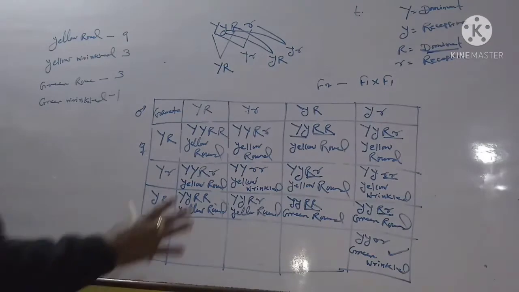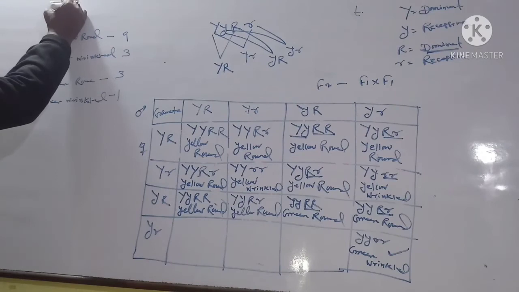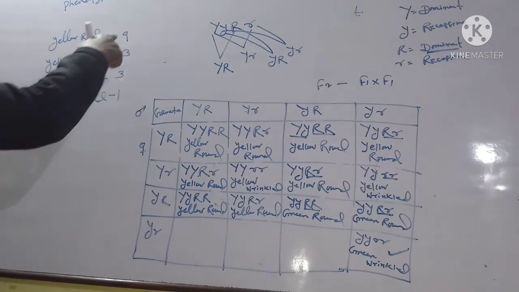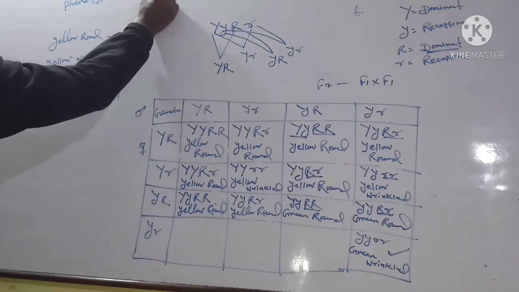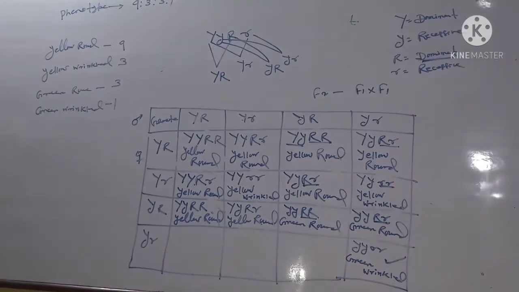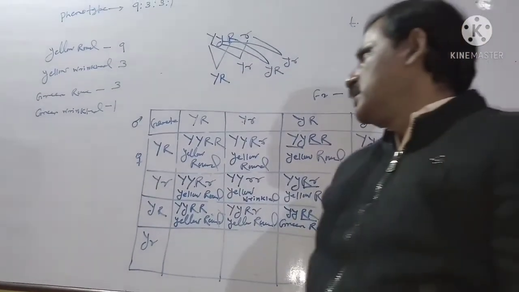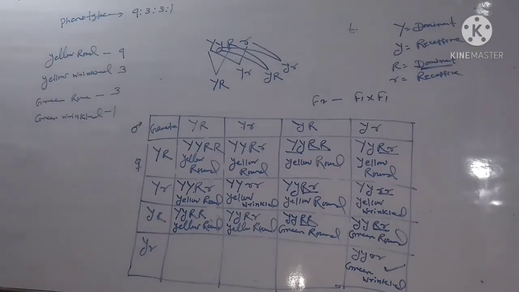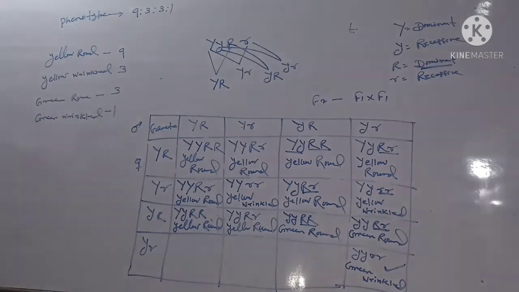In this way, the character is visible and the visible character is called phenotype. So the phenotype ratio is 9:3:3:1. The law of independent assortment, the visible characters are 9 yellow round, 3 yellow wrinkle, 3 green round, and 1 green wrinkle. In this way, 9:3:3:1 is the phenotype ratio.